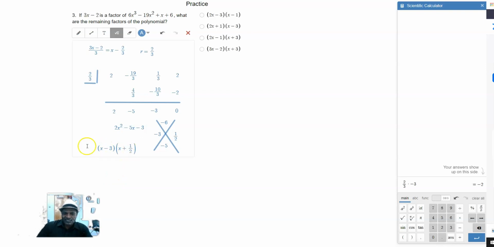We need to simplify this part. In order to get rid of the fraction, we multiply this second one by 2. And when we do that, we're going to get 2x plus 1. Why did I put a 2? I do not know. All right, so these are our other two factors. So which one of these does this match up with? It looks like it is this one. Okay, and that's it. All right, so that's basically the lesson.